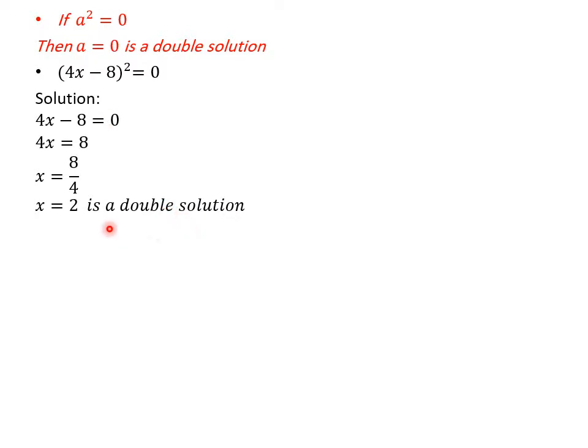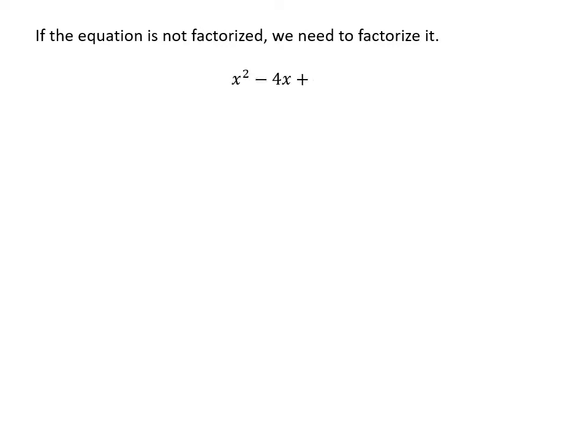You can see that whenever we have this power 2, we write double solution because we have two solutions, but they are the same and we write them only once. An example: if the equation is not factorized, we need to factorize it, like in this term. This side is not factorized, but we have equal to 0, so this is correct.